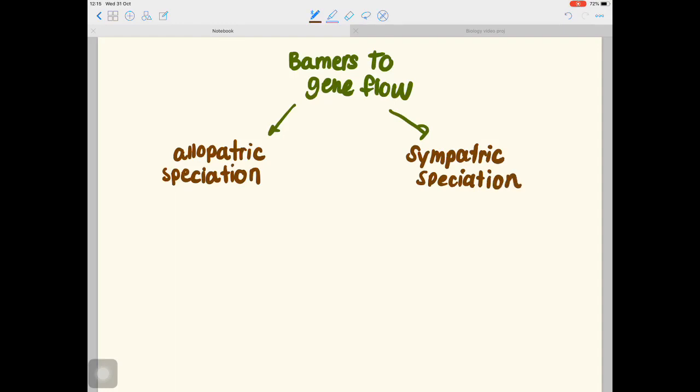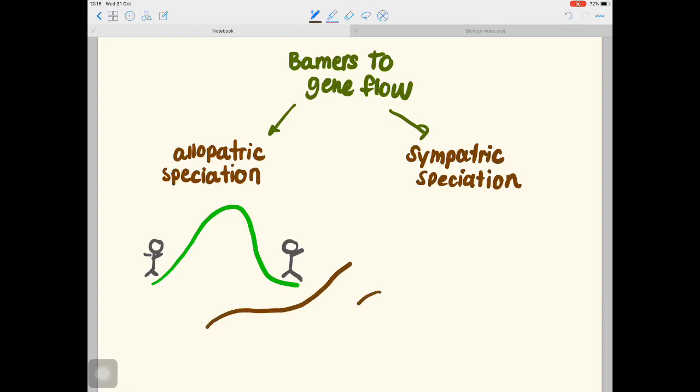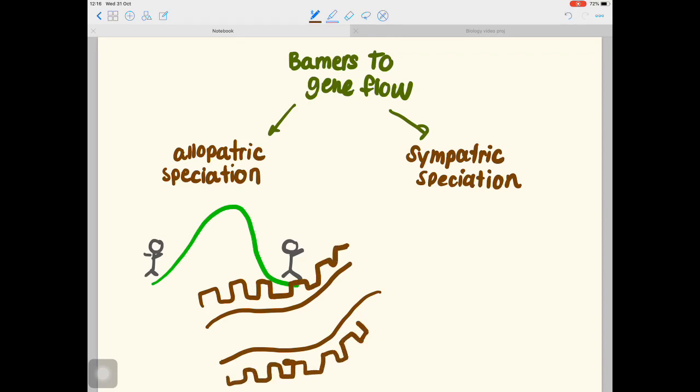Allopatric speciation involves physical barriers that separate two populations so they block gene flow. They can be natural, like mountains, or man-made, like the Great Wall of China. Sympatric speciation includes reproductive barriers. For example, these two palm trees have different mating times.